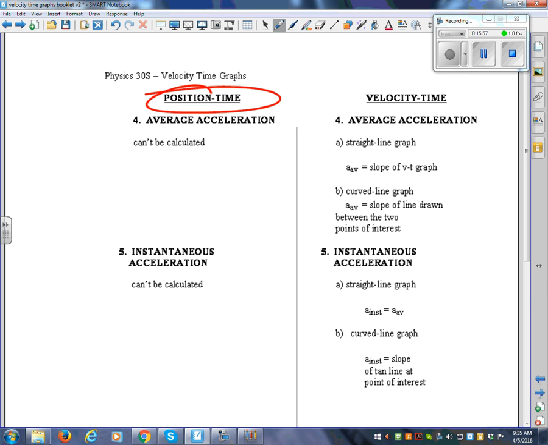Can you find average acceleration from a position time graph? No, you can't. The velocity is the slope. There's nothing else to calculate. You can't do it. It's the second derivative. We don't have that ability yet to find derivatives. Can you find instantaneous acceleration? Can't do it. It's, again, the second derivative.